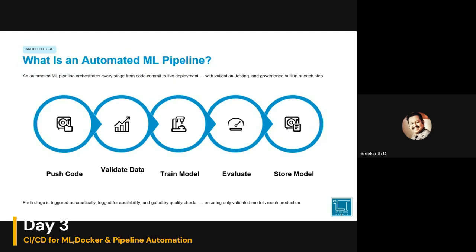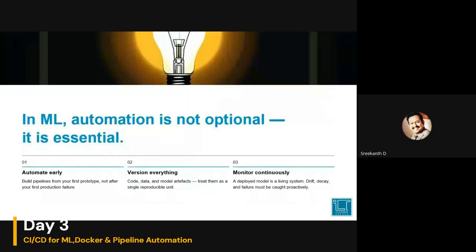learning process. So in each stage, we have to assure that it is logged. Each stage has quality gates. Each stage is auditable. This is how ML becomes engineering.